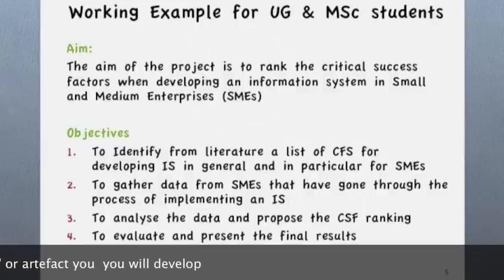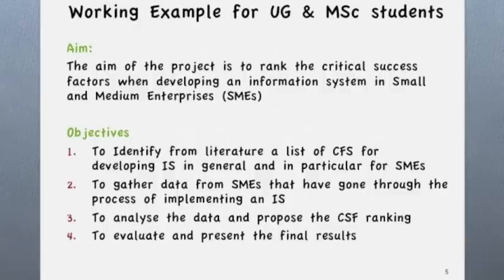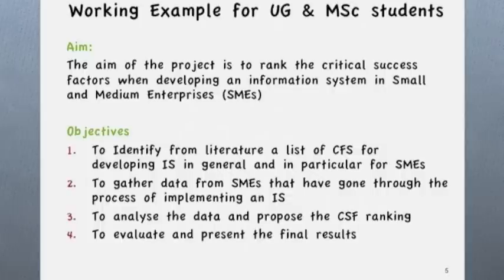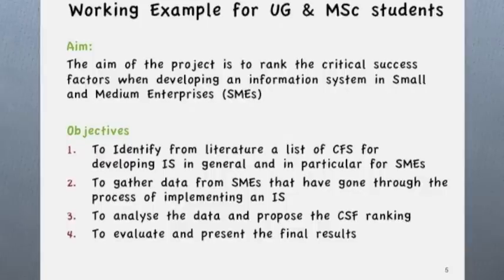So we divide our aim into different objectives. In this case we have 4 objectives. I recommend you not to have more than 7 and fewer than 3. The first objective is to identify from the literature a list of critical success factors for developing information systems in general and in particular for SMEs. This means that you have to do a literature review, to identify the critical success factors in general and to see whether there is some information in the literature that is directed to SMEs.